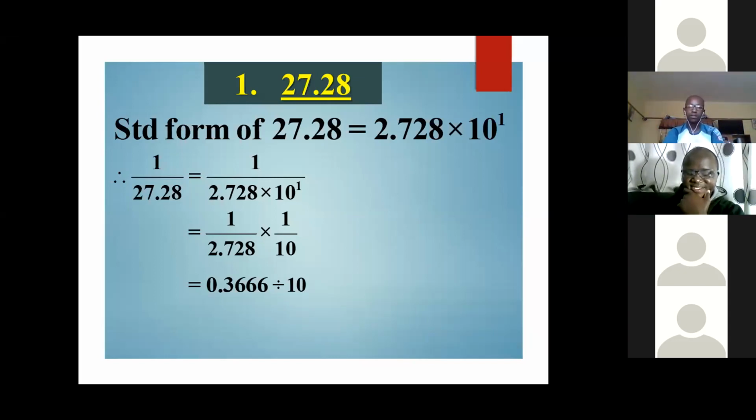Division by 10 takes the decimal point 1 place to the left. Therefore, what is going to be our result for this one? 0.0366. More than 4 digits? You leave it.